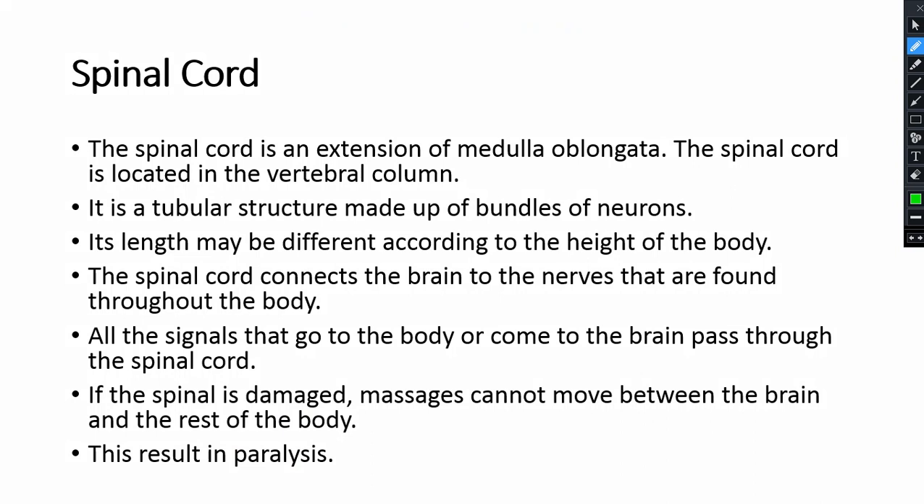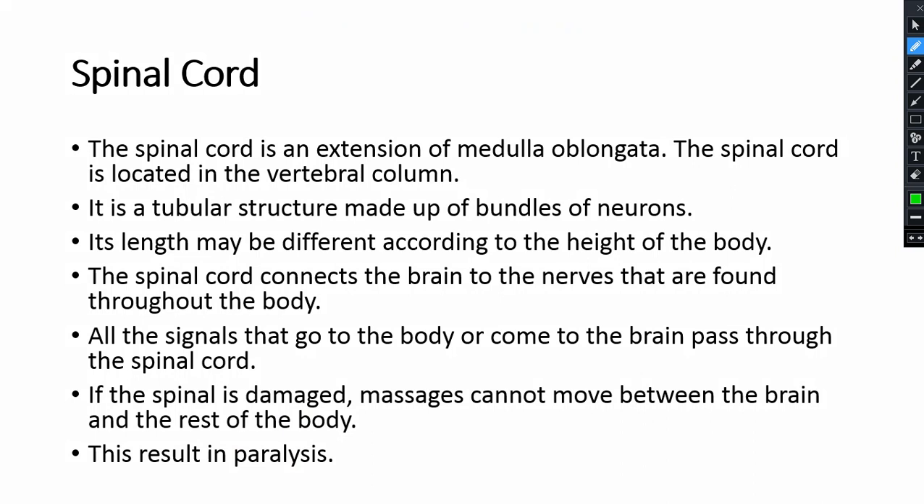The spinal cord is an extension of medulla oblongata. The spinal cord is located in the vertebral column. It is a tubular structure made up of bundles of neurons. Its length may be different according to the height of the body. The spinal cord connects the brain to the nerves that are found throughout the body. All the signals that go to the body or come to the brain pass through the spinal cord. If the spinal cord is damaged, messages cannot move between the brain and the rest of the body.